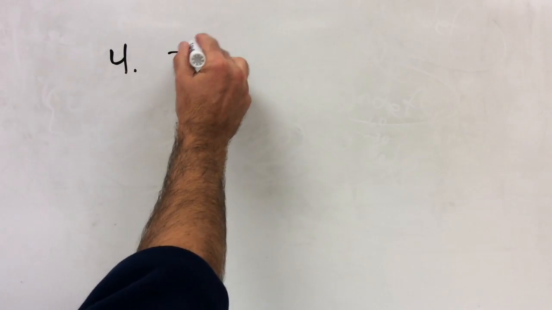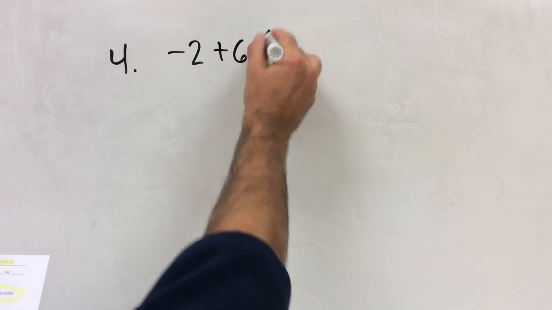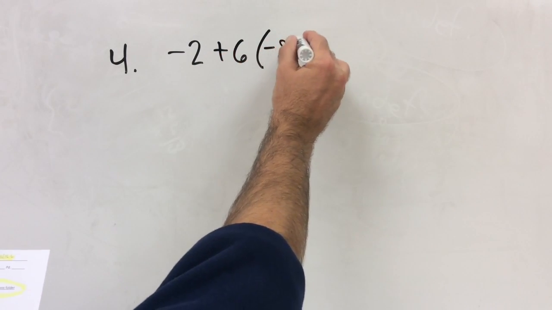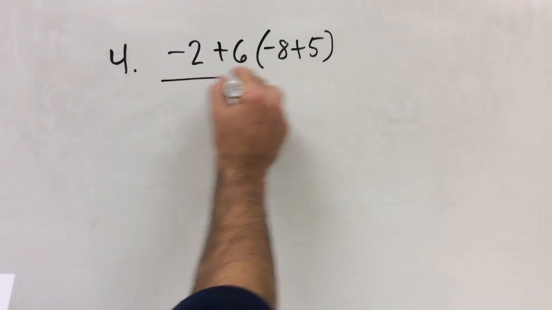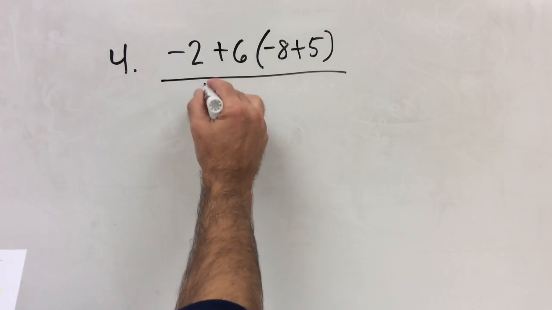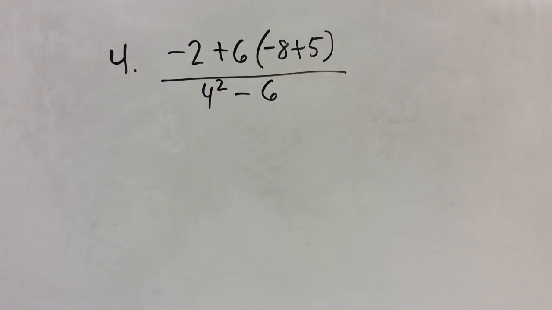Problem number 4 is a little bit longer. So here we go. Start out by writing -2. We're going to increase that by 6, multiplied by the sum of -8 and 5. And all that's going to be divided by 4 squared minus 6.